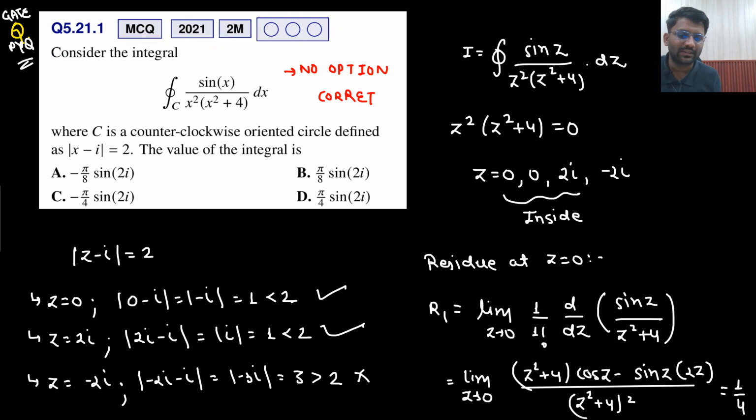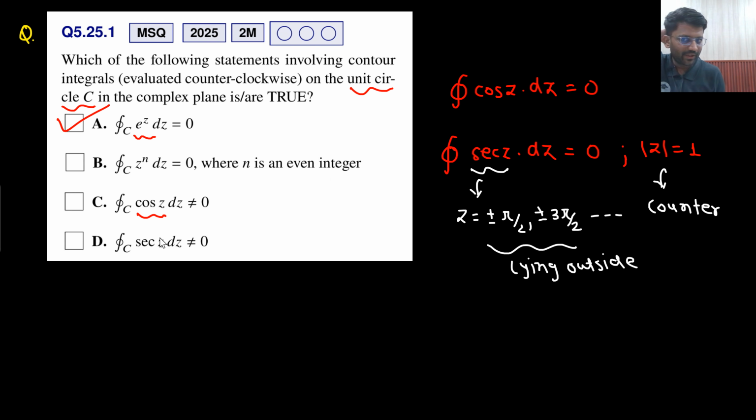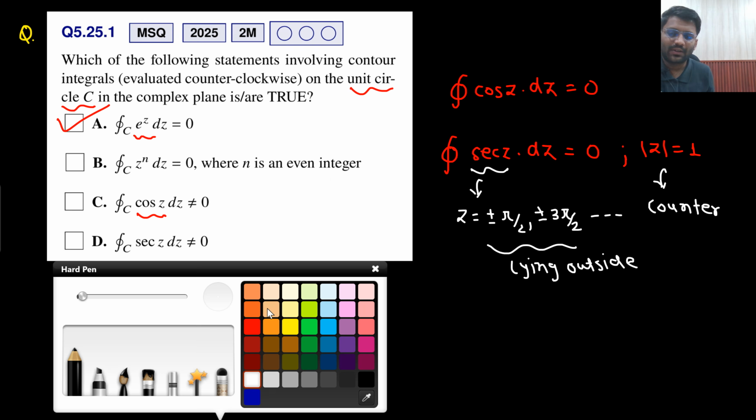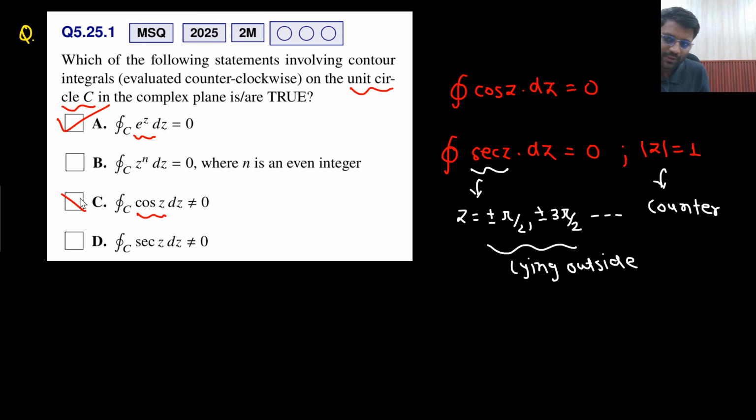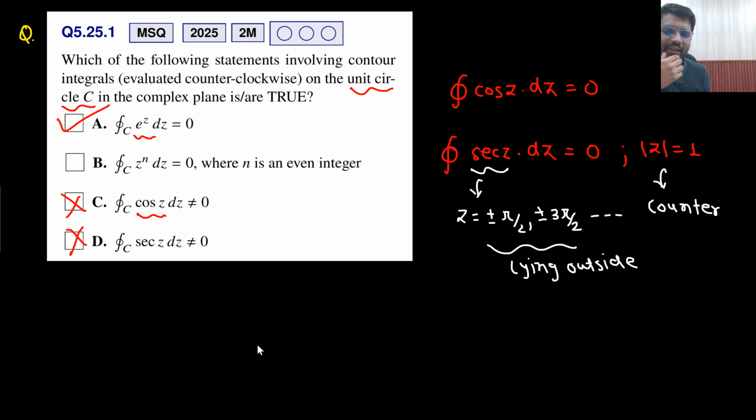Now we need to discuss z to the power n dz. That means which options are wrong? This option will also be wrong, and this option will also be wrong, because they will actually be equal to 0. Now I need to discuss z to the power n dz, where n is an even integer.